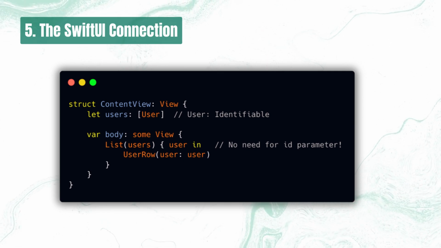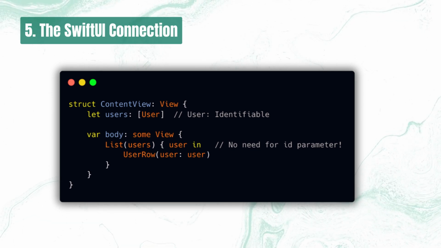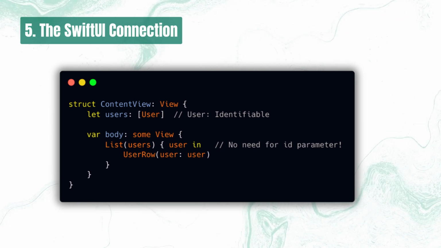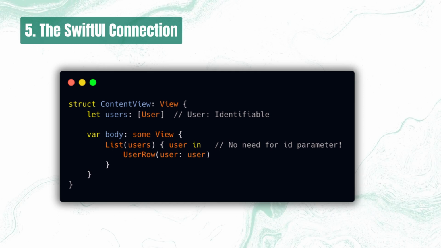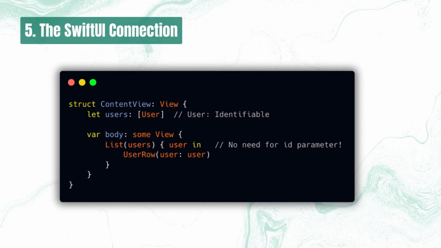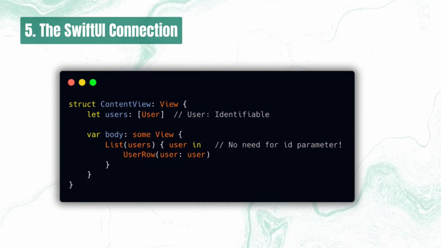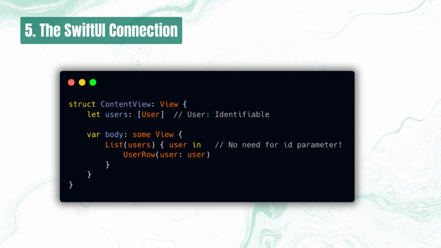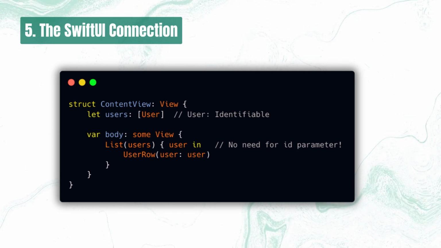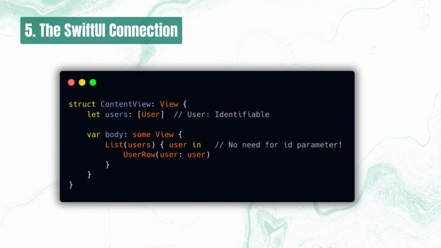While Identifiable works anywhere in Swift, it was introduced alongside SwiftUI for a critical reason: stable identities for UI elements. This solves the infamous list update problem. Without Identifiable, you'd have to provide an explicit ID for each list item. The magic here is that SwiftUI uses these IDs to efficiently update only what changed between view renders, enabling smooth animations and preserving view state. Without stable identifiers, SwiftUI would have to recreate views unnecessarily, leading to poor performance and lost state.